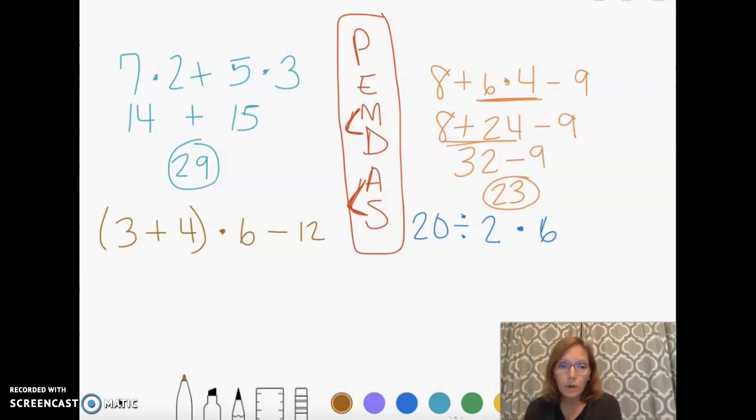3 plus 4 times 6 minus 12. Parentheses first. So 3 plus 4 is 7. Then bring down the rest.